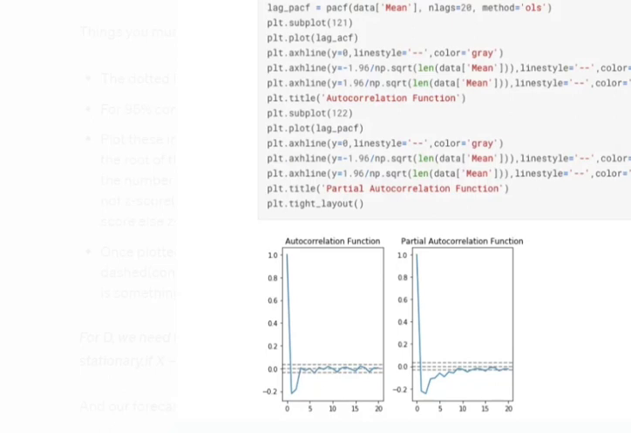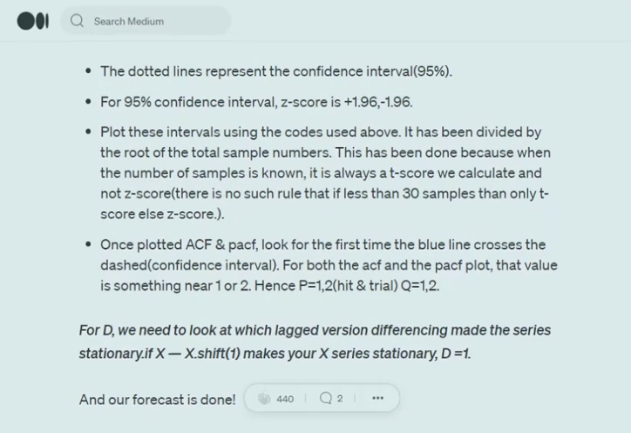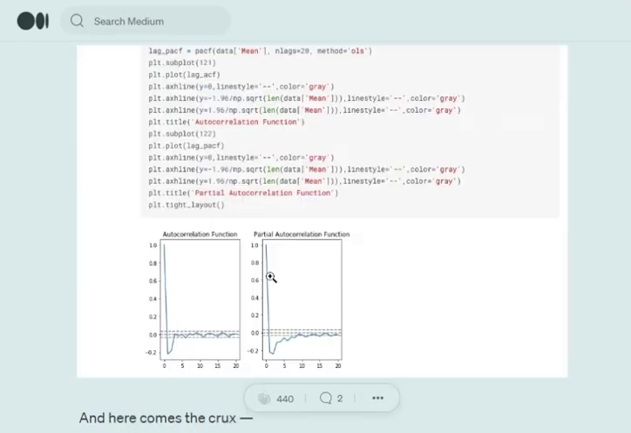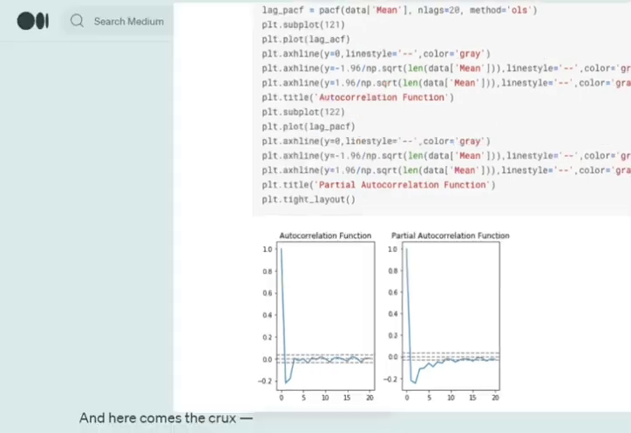Now we need to detect the point where the autocorrelation line is crossing these dotted lines for the very first time. Similarly, for the partial autocorrelation function also, we would try to see at what point this particular blue line is crossing the confidence interval for the first time. Now, if you look into the plot, the values are somewhere around 1 and 2. If you look very closely, the line is getting crossed for the first time at this point, and for partial autocorrelation the line is getting crossed for the first time at this particular point.